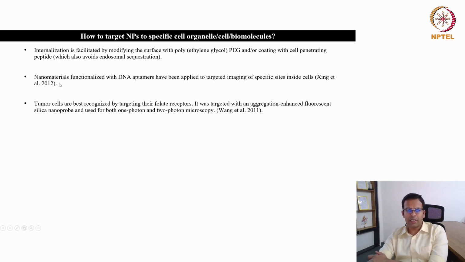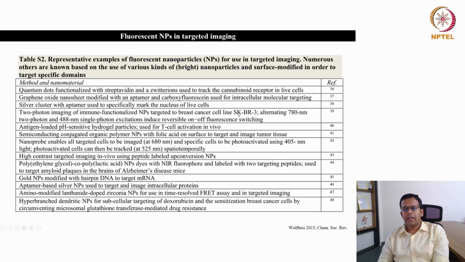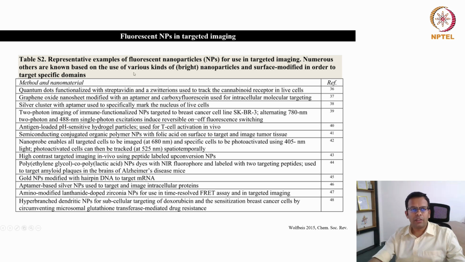You can refer to this paper in case you are interested in going into details of this. And tumor cells are best recognized by targeting their folate receptors. It was targeted with an aggregation enhanced fluorescent silica nanoprobe and used for both 1 photon and 2 photon microscopy. Here is the reference in case you want to go into the details. And here I have provided this table, from this review article, Volpaste et al. 2015, who has nicely summarized all the applications of fluorescent nanoparticles for targeted imaging. The reference numbers mentioned actually refer to this publication.